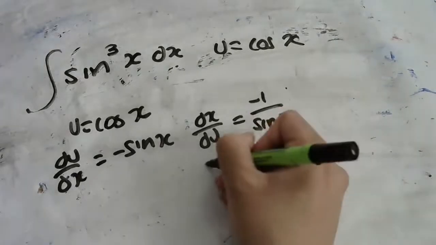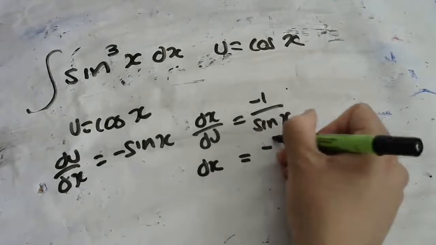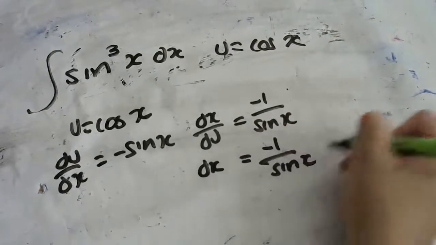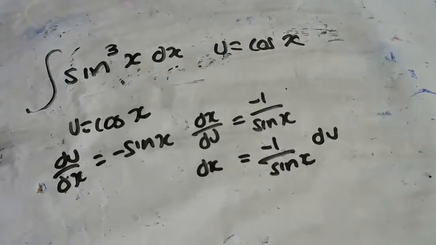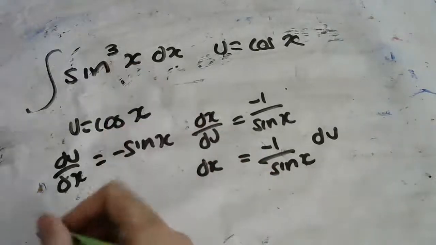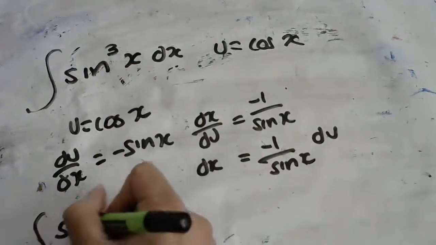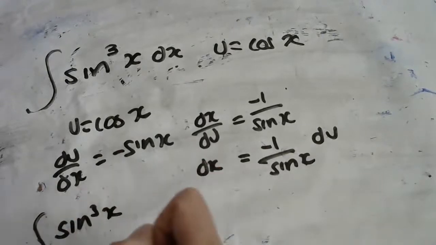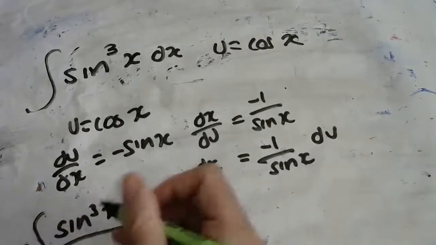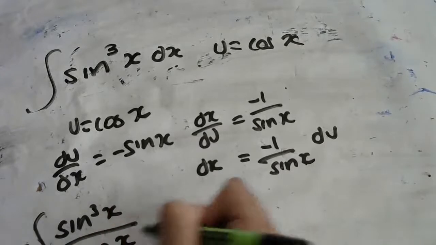So we know that dx, logically, is minus 1 over sine x du. Are you happy with that so far? Hopefully. If I put this into there now, my integral has now become sine cubed x over sine x. I'm just going to put the minus sign here just to get rid of it. Du.